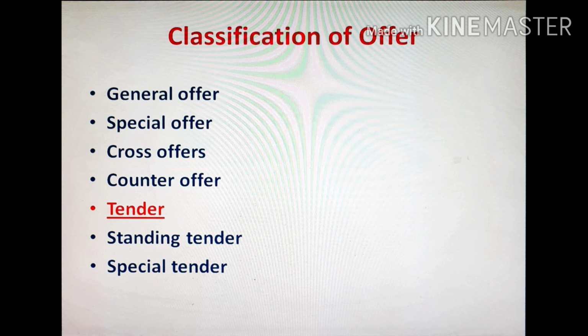So among these 5 categories, only general offer, special offer and tenders are valid. They will create contract but not cross offers and counter offers. Why? Why cross offers and counter offers cannot create valid contract? Because they will not fulfill the legal rules with respect to the valid offer. So obviously a question sprouts in your mind, what are those legal rules creating or granting validity to offer? That is our next topic, that is legal rules of valid offer, right?